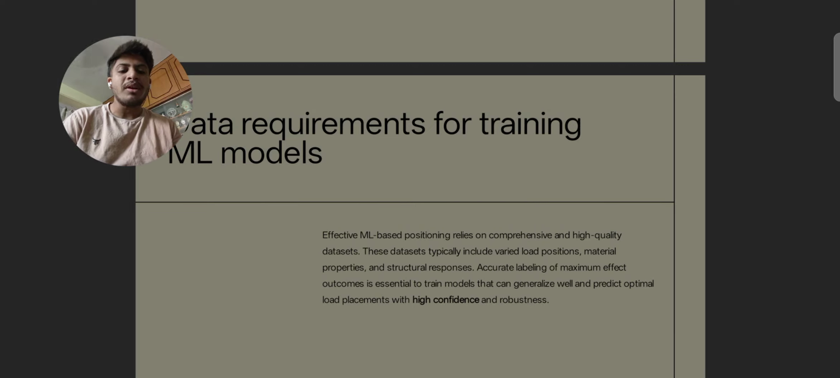First one, input features. These are the variables that the model uses to learn the mapping to output labels. Second, output labels. These are the responses that the model predicts. Third one, data generation. Use structural analysis software, for example SAP 2000, ANSYS, STAAD.Pro, to simulate the effect of different load positions.